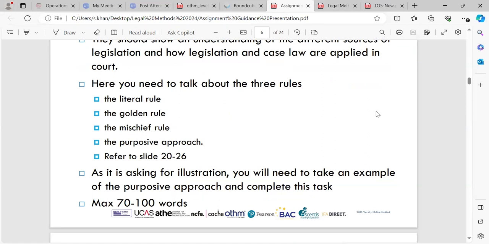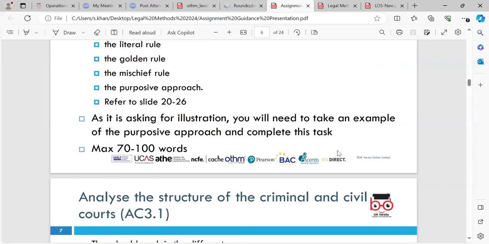As it is asking for illustration, you need to have an example of purposive approach and complete this task, and that is 70 to 100 words.